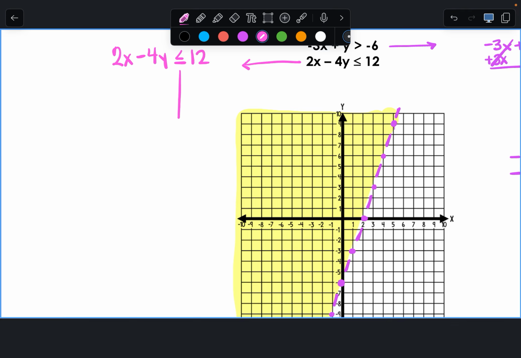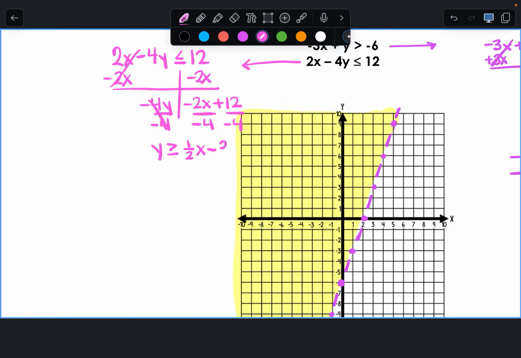To solve for y on that second inequality, what's the first step? You gotta subtract the 2x. In the second step, divide by -4. Because we are dividing by a negative, what happens to my inequality? It flips. -2 over -4 gives you positive 1/2. 12 divided by -4, -3.